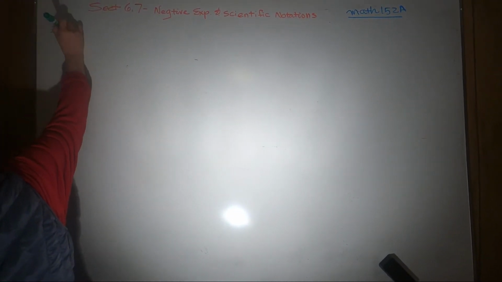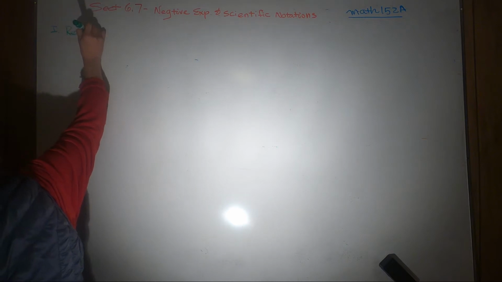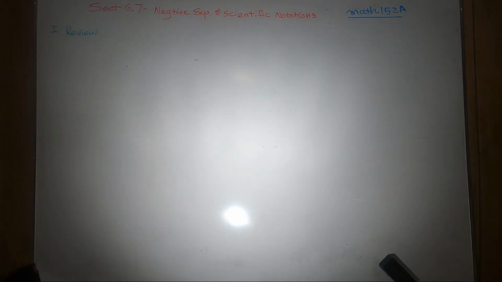Okay, one more thing we need to talk about. On your page 46, section 6.7. Okay, we finished polynomials for adding, subtracting, multiplying, and dividing. Okay, and one thing related to those, it's something else called scientific notation. Okay, so let's see, what do we mean by that?